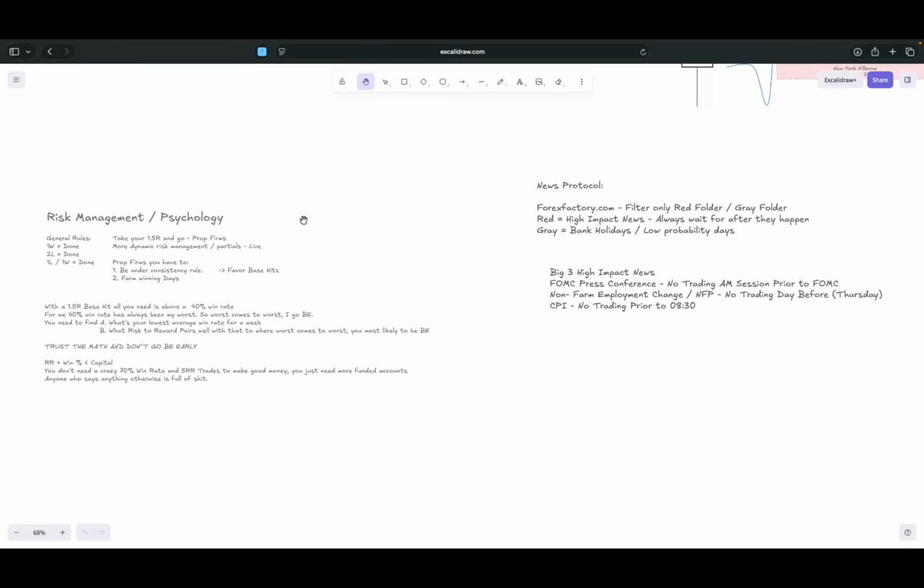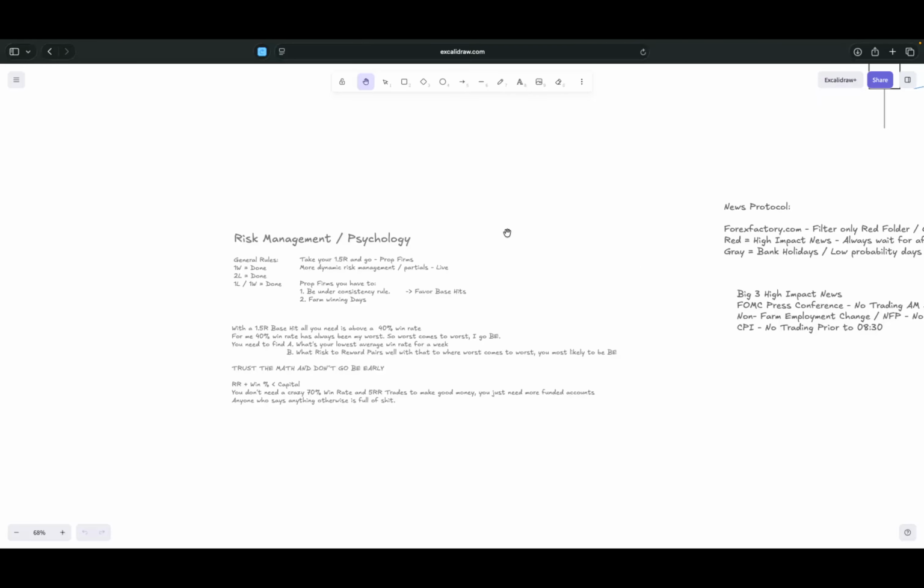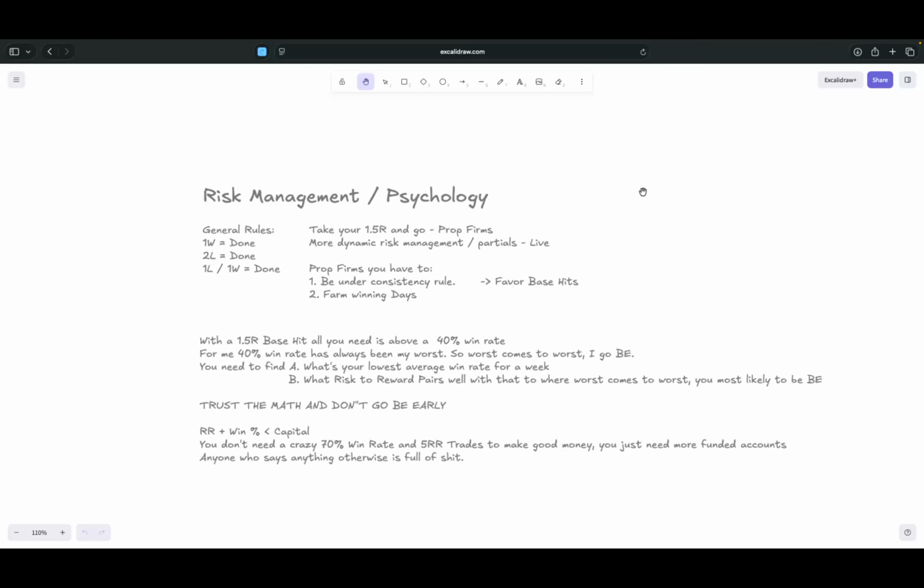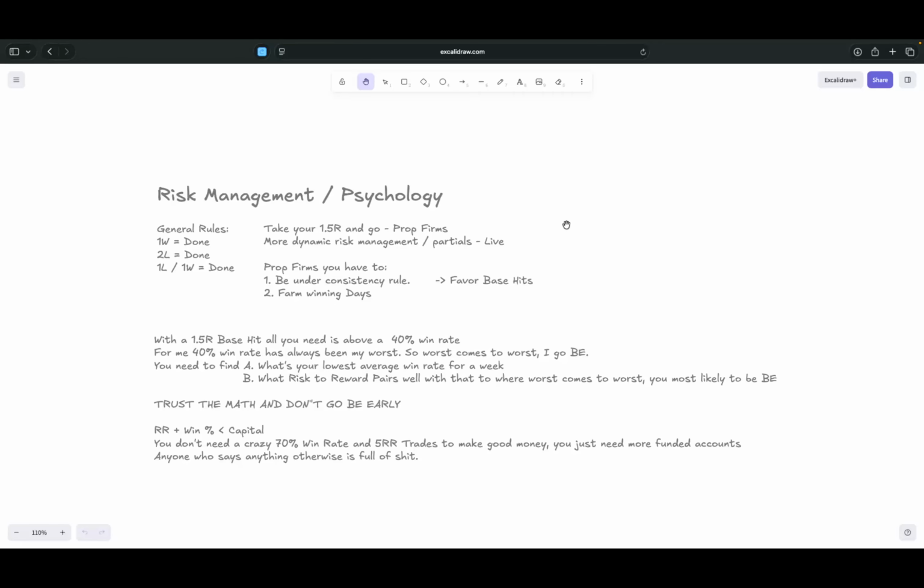And then risk management and psychology. This is probably the most important part. My general rules, these are my general rules: 1 win equals done, 2 losses equals done, 1 win or 1 loss equals done, right? So take your 1.5 R and go. That's my prop firms, right? And for more dynamic risk management and partials, it's my live.